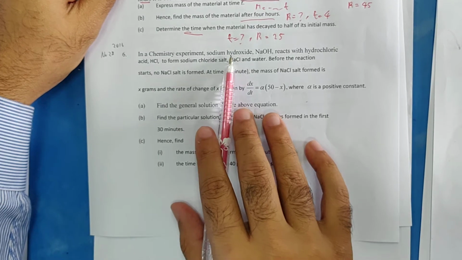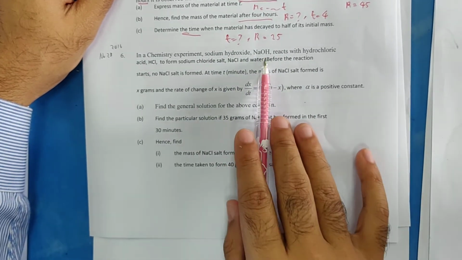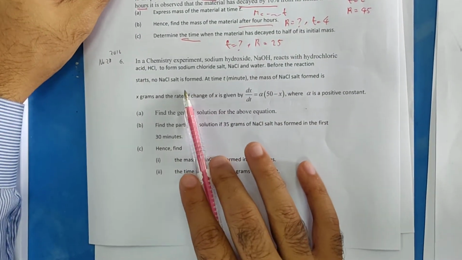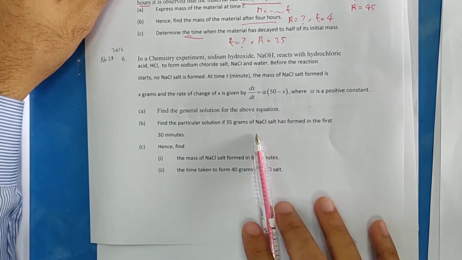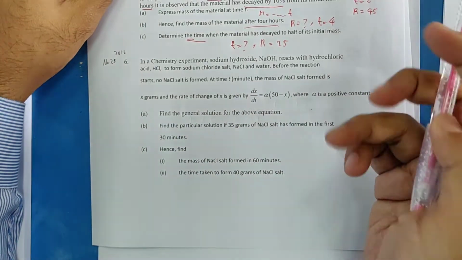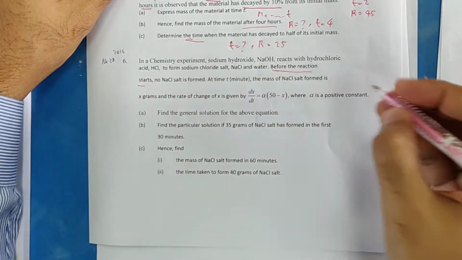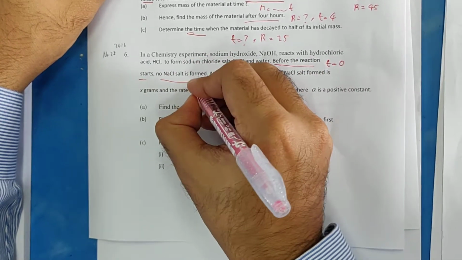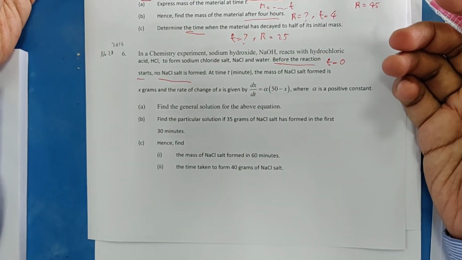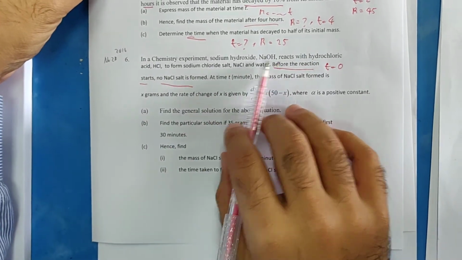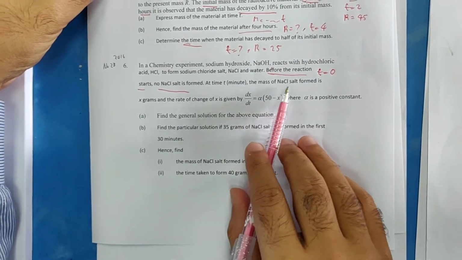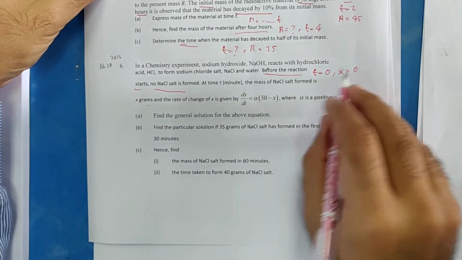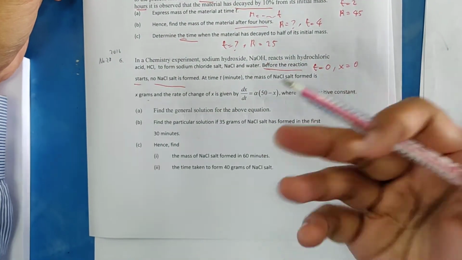Next part, sodium hydroxide, NaOH. I'm not sure why it's not called natrium because of Na. That you can read in history. Before the reaction starts, so that means T equals 0. No NaCl is formed, so it has no sodium chloride. So it's going to be X gram. So when T equals 0, X equals 0, because nothing has been formed yet.